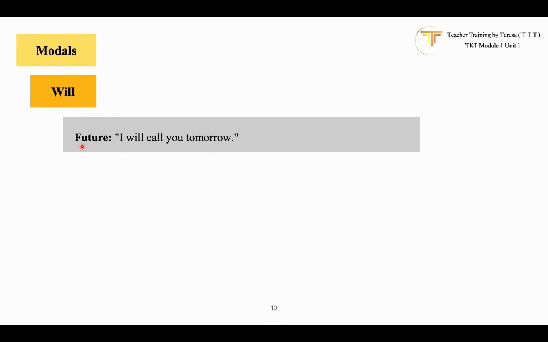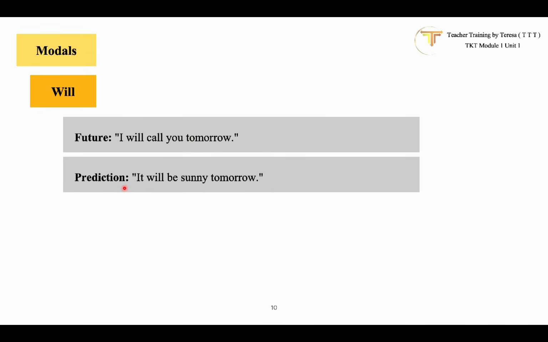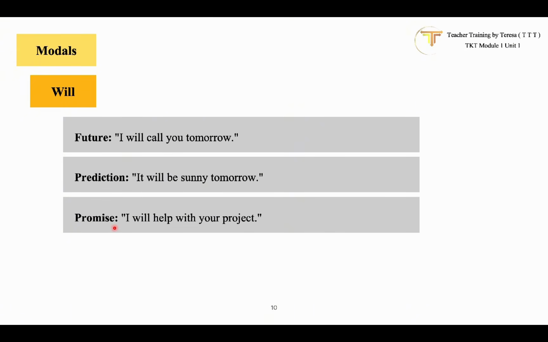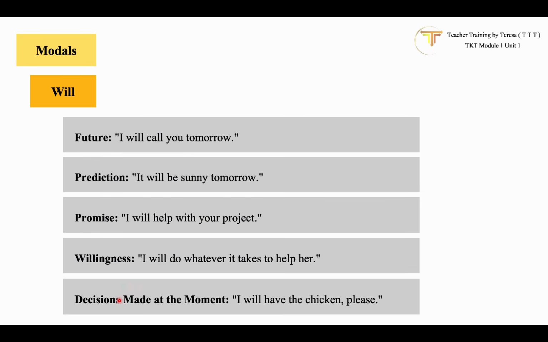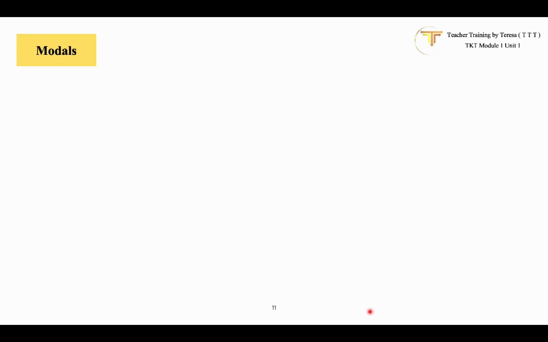Will. Future, I will call you tomorrow. Prediction, it will be sunny tomorrow. Promise, I will help with your project. Willingness, I will do whatever it takes to help her. Decisions made at the moment, I will have the chicken, please.